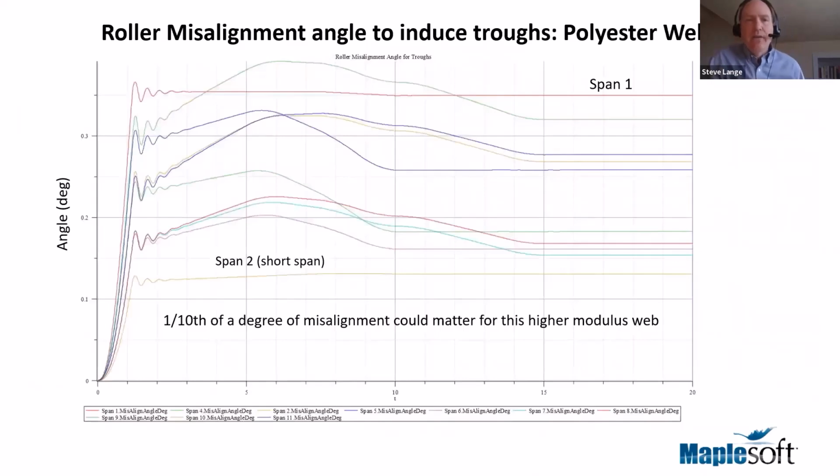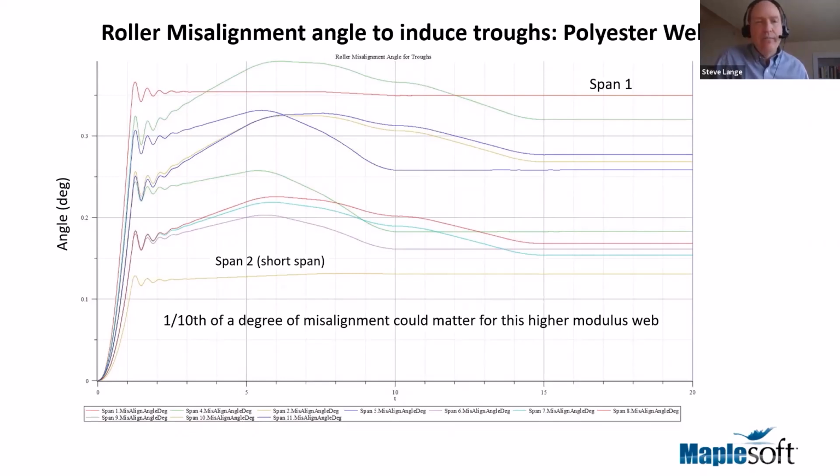So let's switch now to the roller misalignment angle. How much misalignment can this web tolerate? And of course, we're not just getting a single value, we're getting the entire 20-second simulation. So you can see if there's a particular part of the ramp that is more or less tolerant of misalignment. And in this case, in general, the misalignment angles you could tolerate before generating troughs are pretty small.